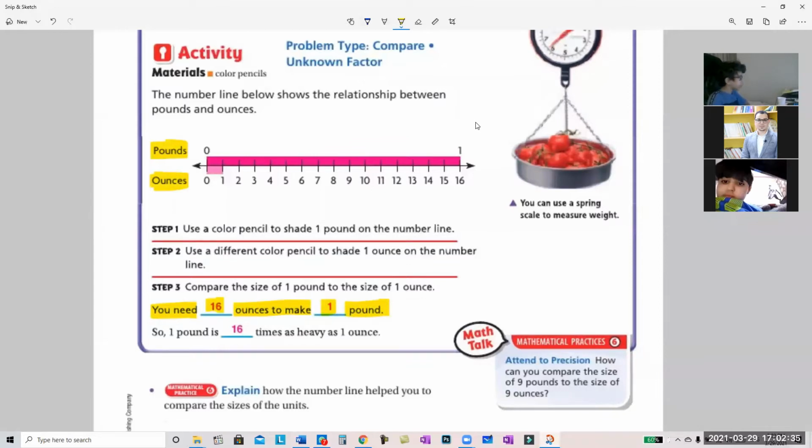So as we see here, 1 pound is 16 times as heavy as 1 ounce, because we are talking here about weight. So that's why we can say that 1 pound is 16 times as heavy as 1 ounce. So to convert from pounds to ounces, you have to multiply by 16. Okay, to clarify it, let's move to the next page.